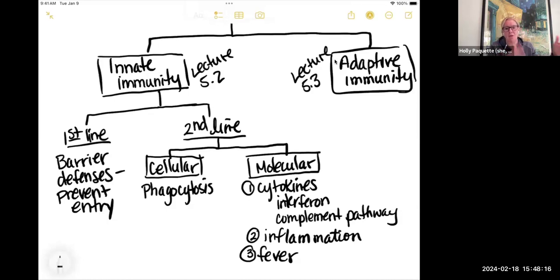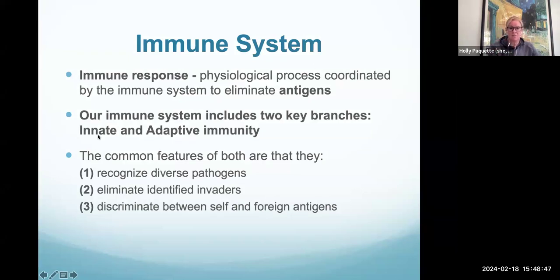And I do want to mention that although these look like they're separate lines of defense, and I will put that this is the third line of defense, do keep in mind that these overlap with each other. So just because we have something going to the second line of defense, it doesn't mean that our barrier defenses are no longer working. Or if we go to the third line, that we don't have fever and inflammation. It's just easier to compartmentalize these. So if we go back to our slideshow, as I said, they have the three different lines of defense, and these two branches have common features. They both have the same goal. So let's go ahead and get started.